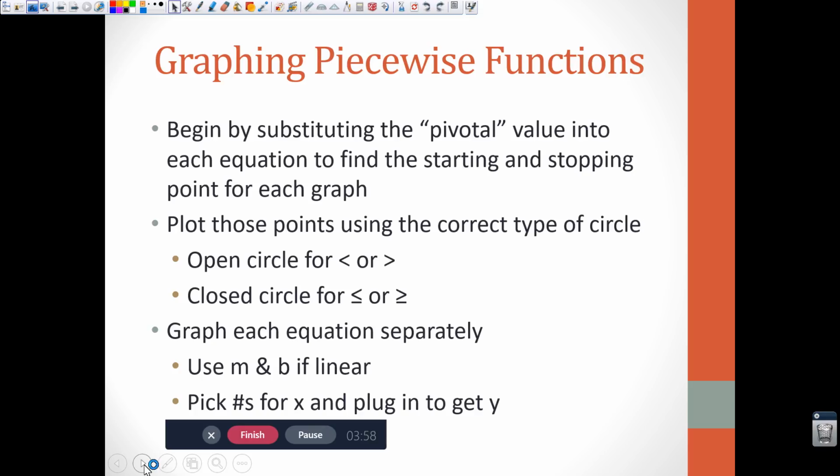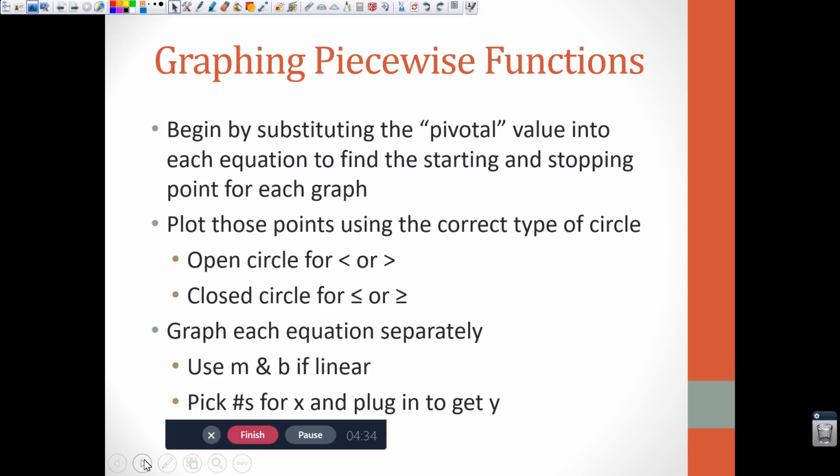Graphing piecewise functions. Begin by substituting the pivotal value into each equation to find the start and stopping points of each graph. Okay, so we're going to substitute the value that is in for our domain. Then we're going to plot those points using the correct type of circle. So if it is less than or greater than, we will have an open circle. If it is less than or equal to, or greater than or equal to, we will have a closed circle.